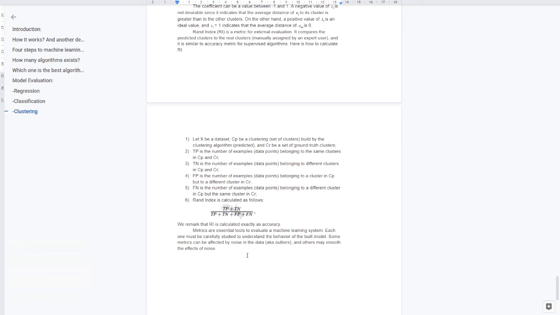Metrics are essential tools to evaluate a machine learning system. Each one must be carefully studied to understand the behavior of the built model. Some metrics can be affected by noise in the data, aka outliers, and others may smooth the effects of noise.